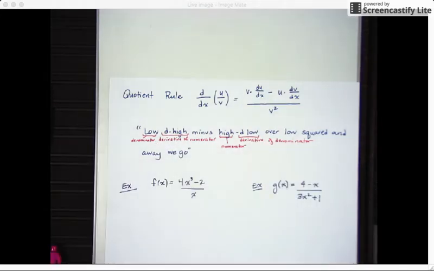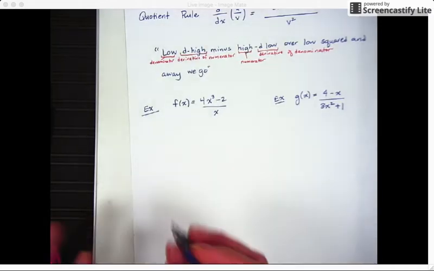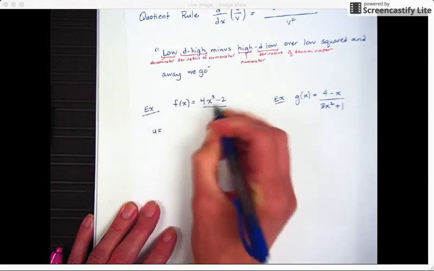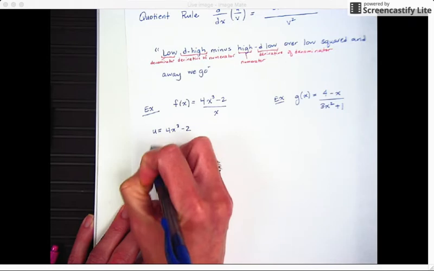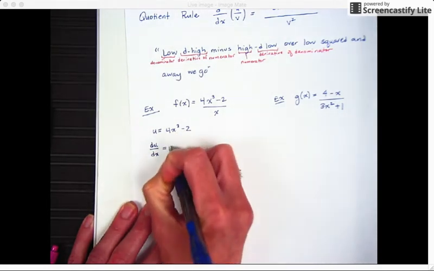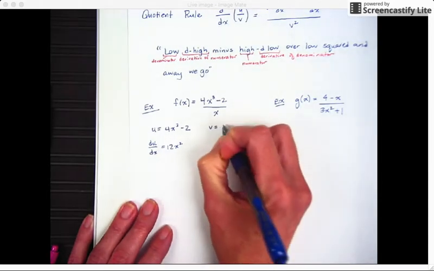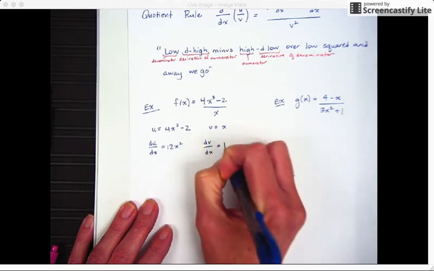All right, so here we go. We'll do this example on the left. All right, so I've got u is 4x cubed minus 2. So du dx is 12x squared. V is x, so dv dx is a 1.